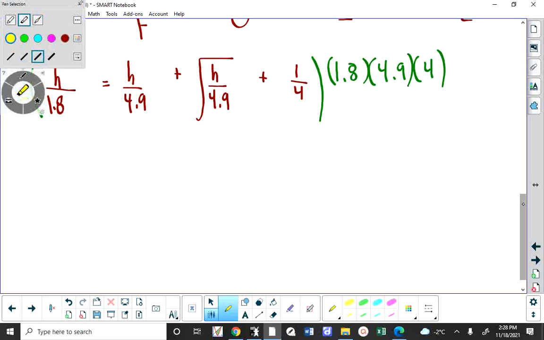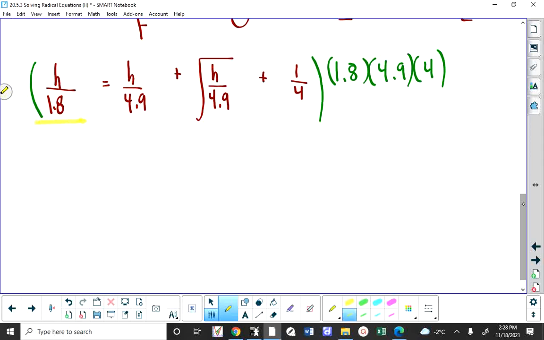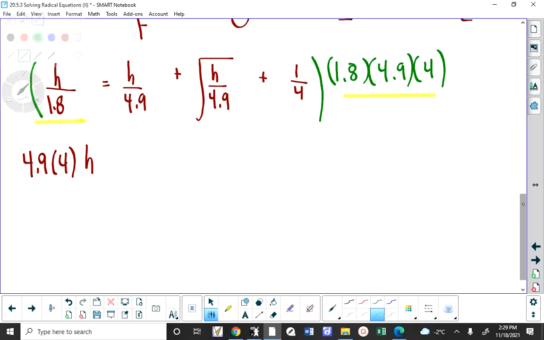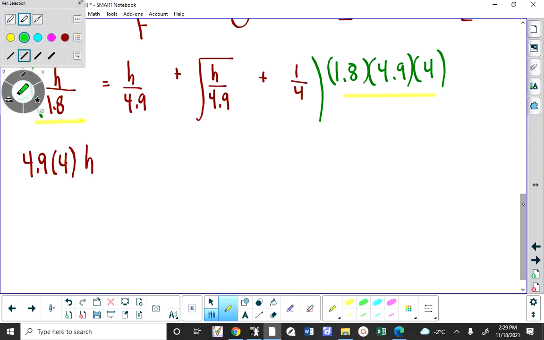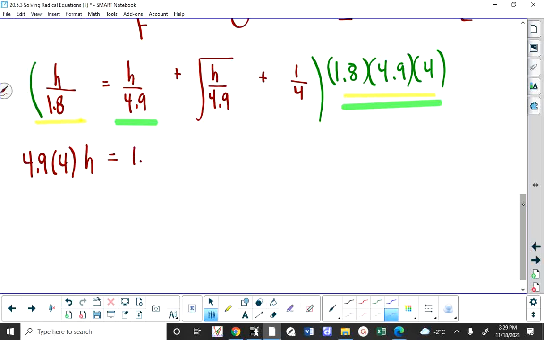When you multiply this by this, the 1.8 cancels, and you're left with the h, and you're left with the other two numbers. So we're left with 4.9 times 4 times h. When you multiply this term by these three things, the 4.9s cancel, and you're left with the 1.8, the 4, and the h.